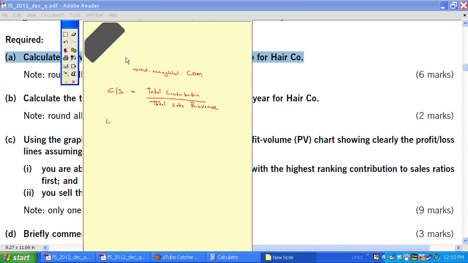And then also you need to know that contribution is equal to sales price minus variable costs. So your unit contribution is equal to sales price minus variable cost, and the weighted average contribution to sales ratio will be total contribution over total sales revenue.